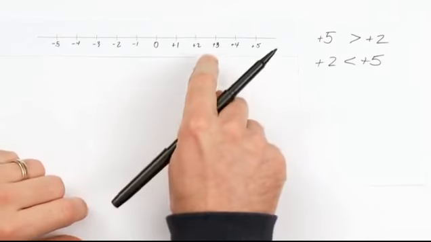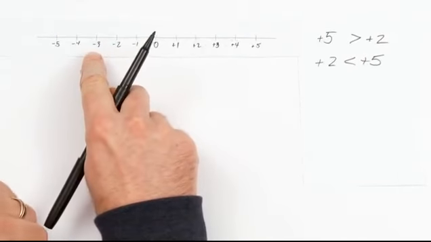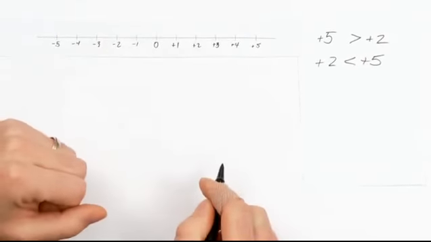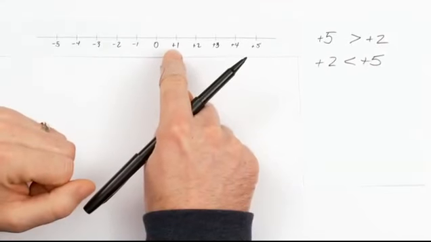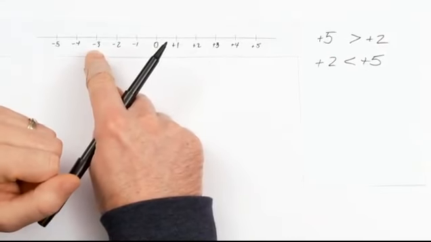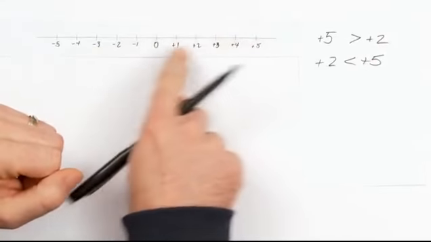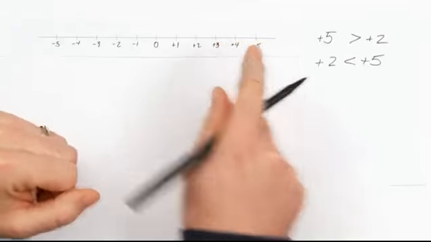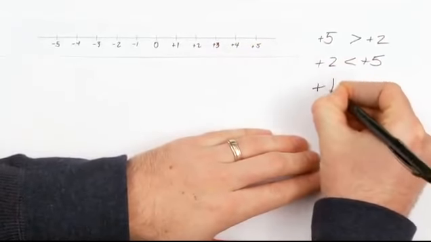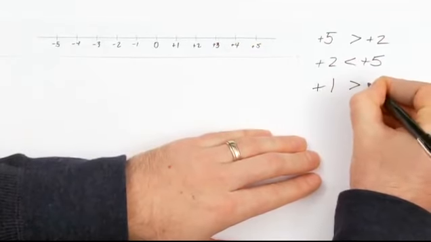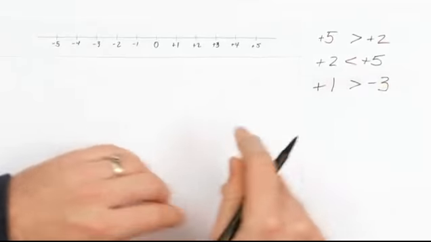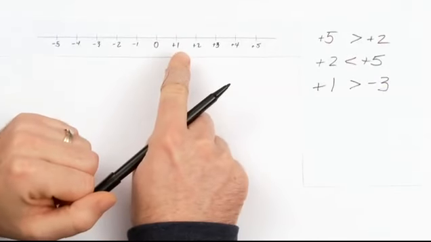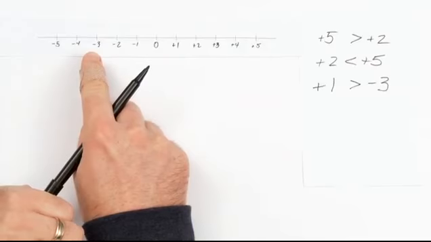What if I was comparing positive 1 and negative 3? If I thought of temperature, I know that positive 1 degrees Celsius is warmer than minus 3 degrees Celsius. And again, we notice that positive 1 is on the right-hand side. So we could say that positive 1 is greater than negative 3. Or positive 1 degrees Celsius is warmer than minus 3 degrees Celsius.